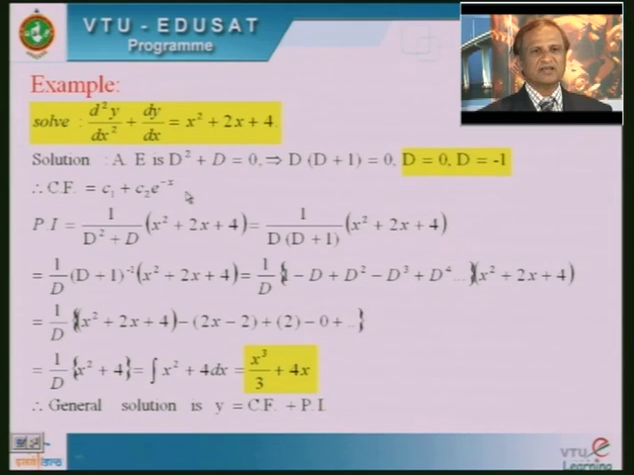Is it clear? So, now we want to find a particular integral. First you can write it in this symbolic form, 1 upon D square plus D. This term can be written as D square, the second term can be written as D, into the right hand side member, whatever they have given, I have written the same thing, x square plus 2x plus 4.